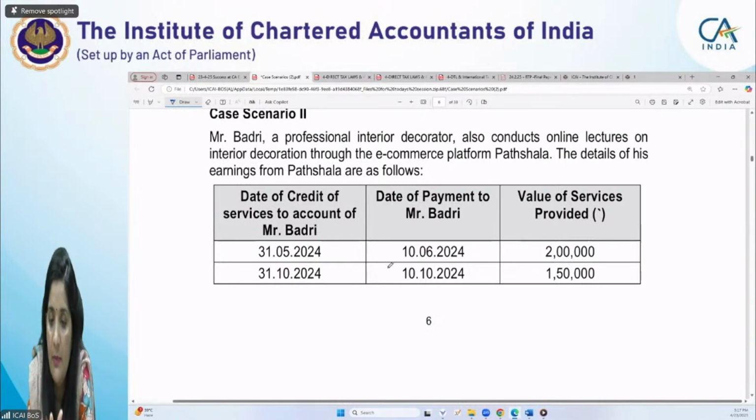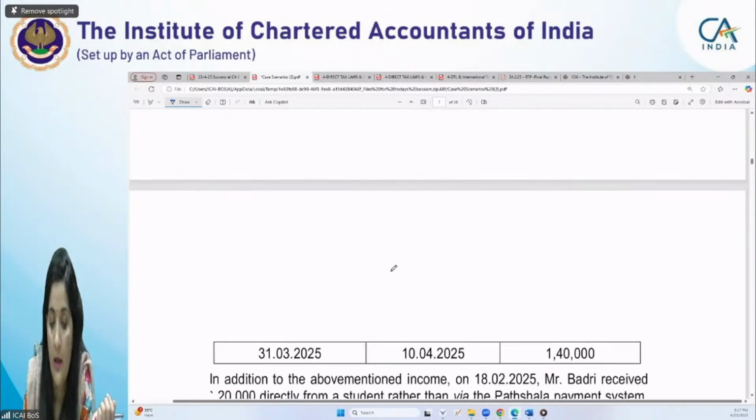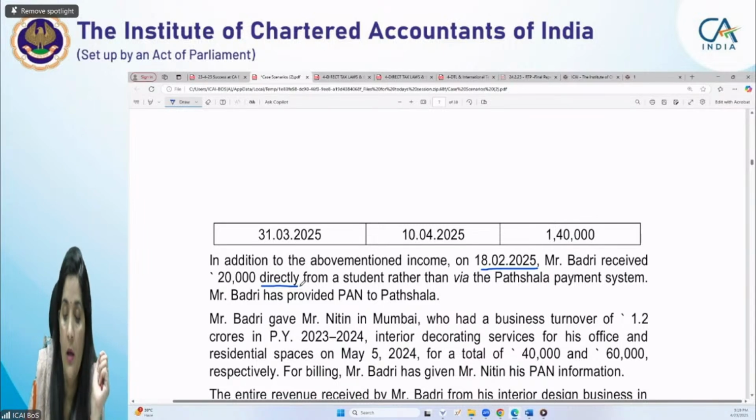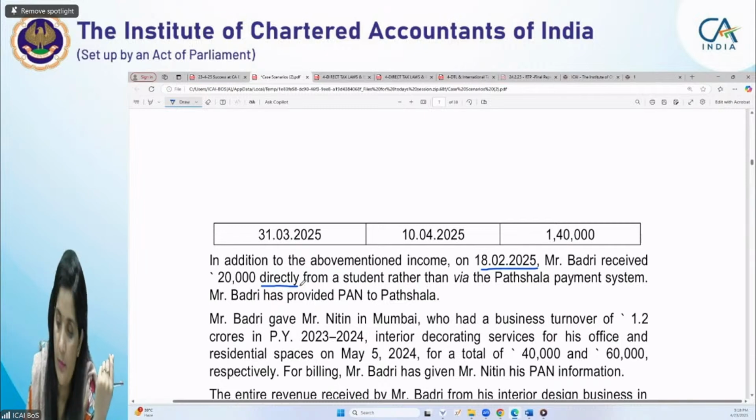The details given are the date of credit, the date of payment to Mr. Badri, and the value of services provided. Apart from that, in addition to the above mentioned income, on 18/2/25, Mr. Badri received 20,000 directly from a student rather than via the Pathshala payment system. Directly it is receiving, it's an important thing. Okay? Why I am emphasizing this directly, I will tell you. Directly from a student rather than via the Pathshala payment system. Badri has provided his PAN to Pathshala.